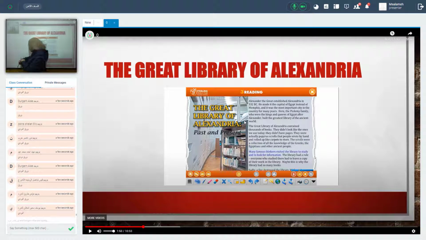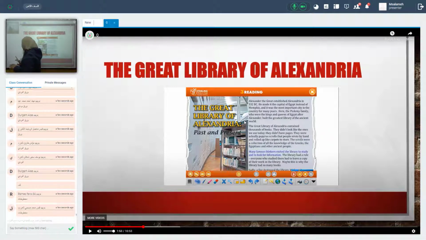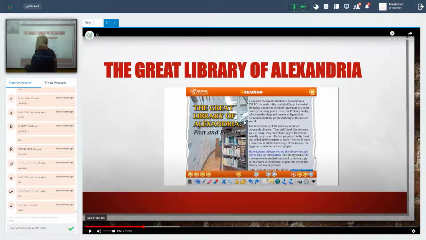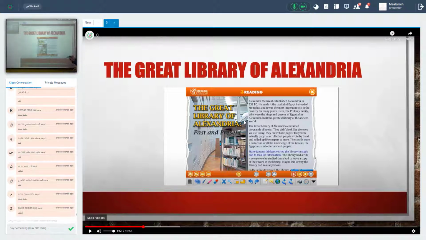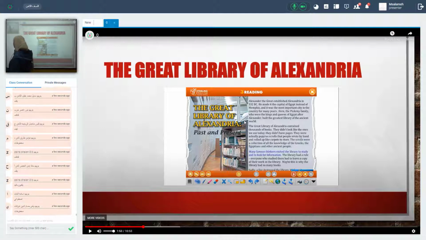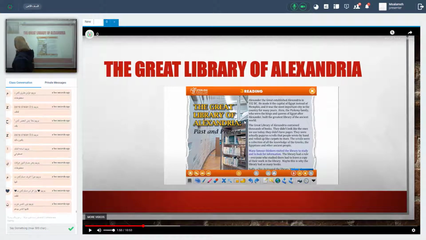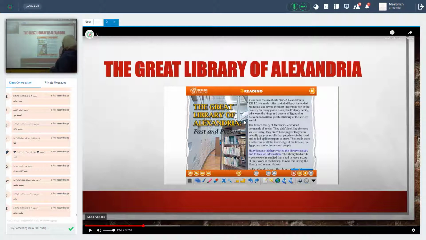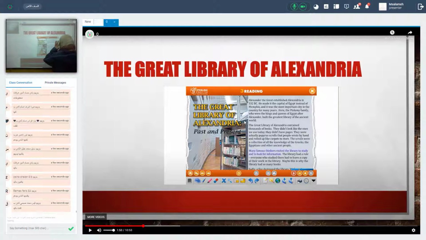What's the meaning of scrolls? Excellent. Bravo. We roll them up. That people wrote by hand. People wrote by hand. Bravo. Excellent. Thank you. Bravo, really, for the participation. Thank you, students who participate.